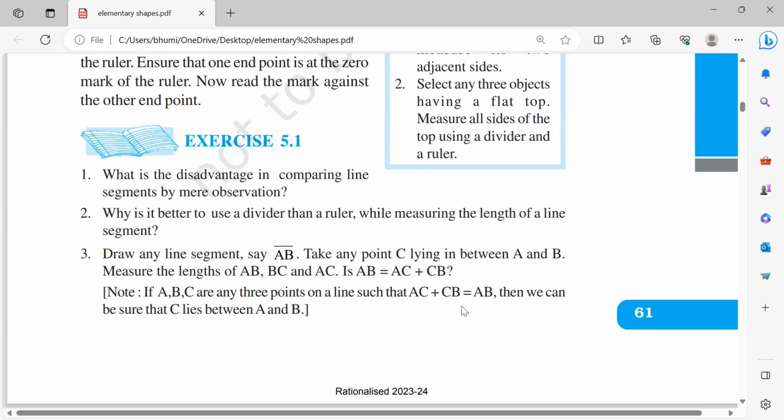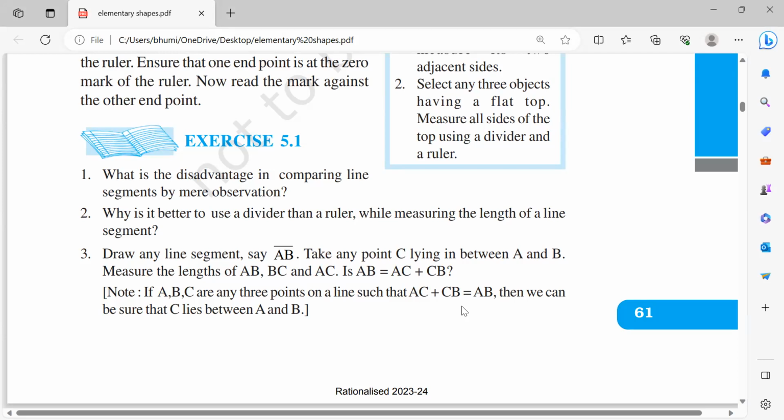Second is, why is it better to use a divider than a ruler while measuring the length of a line segment? While using a ruler, the chances of error are more because of the thickness. At the divider end we have a tip which gives us the slight, minute difference in the centimeters. A divider can give us this easily instead of the ruler because of the thickness of the pencil that you have.